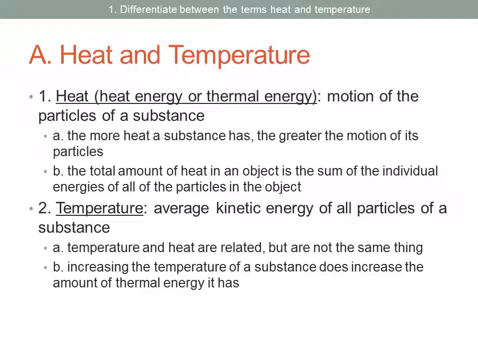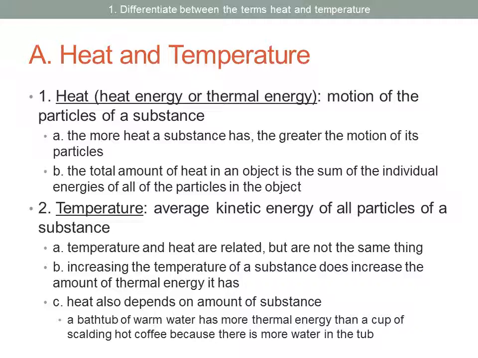If we increase the temperature of a substance, that would also increase the amount of thermal energy or heat that substance has. However, heat, unlike temperature, also depends on how much substance is present.